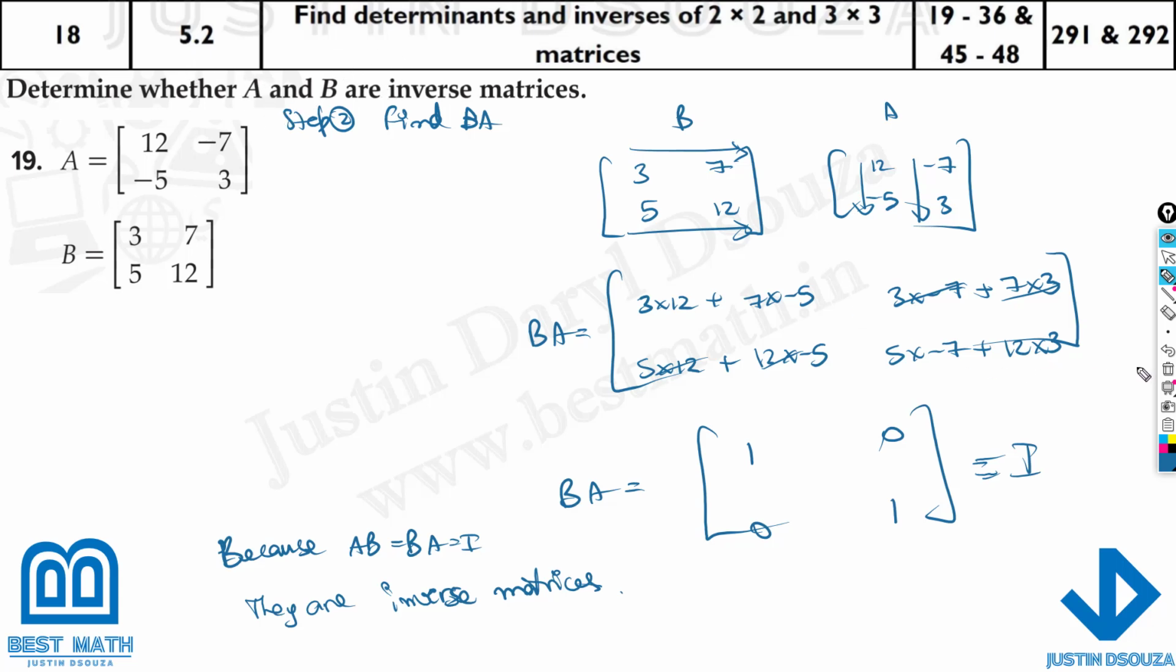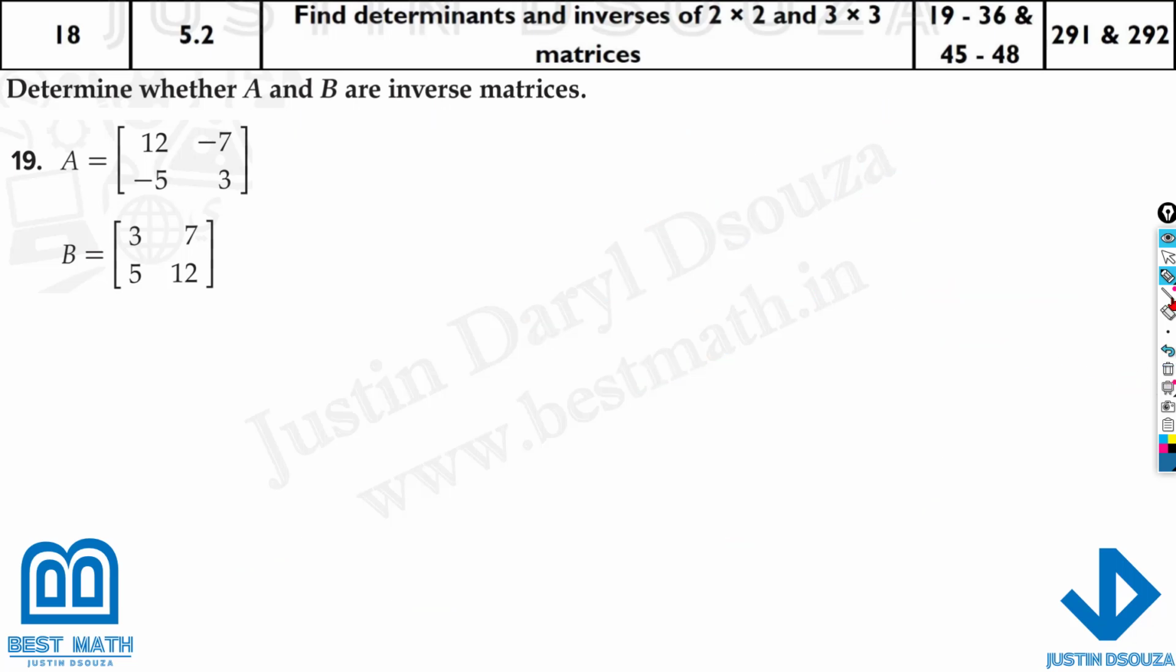So I'll do another method. This method is important because the inverse is generally found by this method, and even if two matrices are given, you can absolutely find it. Here, step 1: find the determinant of matrix A. Find the determinant, just this much.